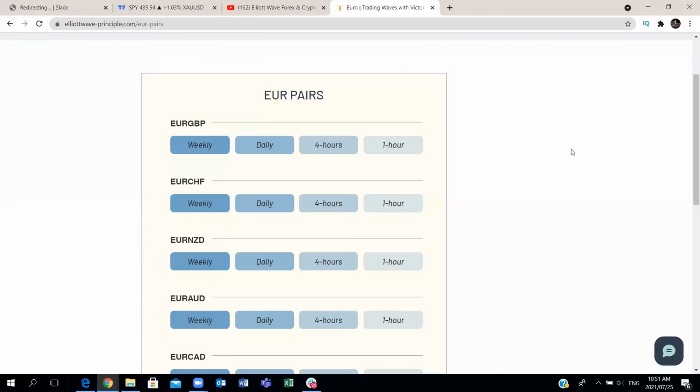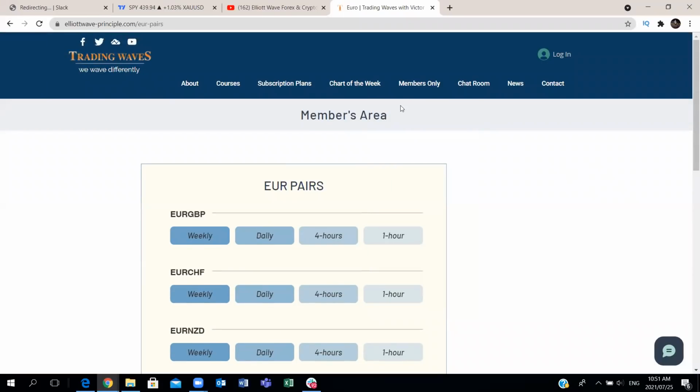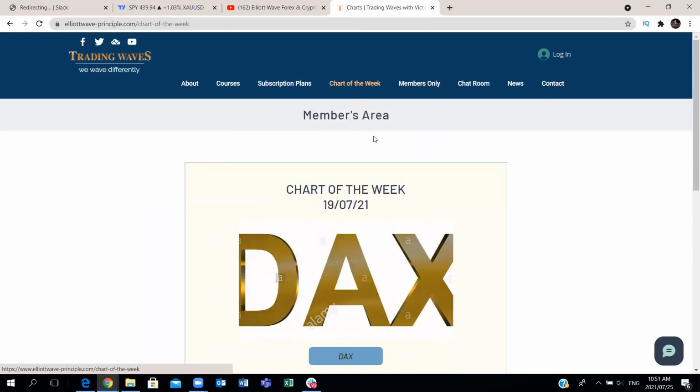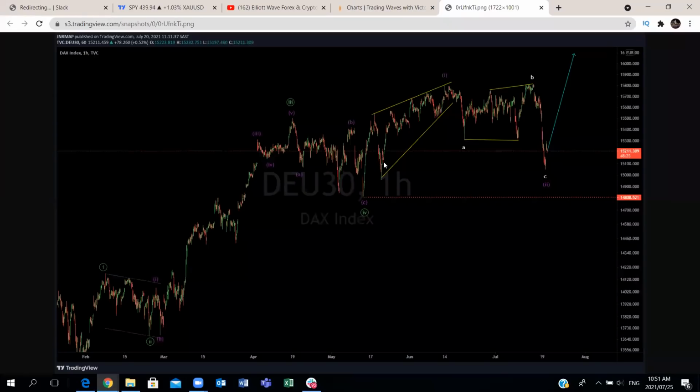Let's look at the indices. So let's have a look at this. Did you guys see the chart of the week? Before we go to the indices, chart of the week was DAX. If you had visited our website, you would have seen the chart of the week.